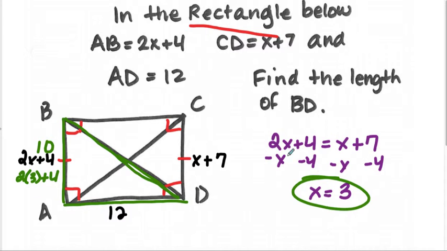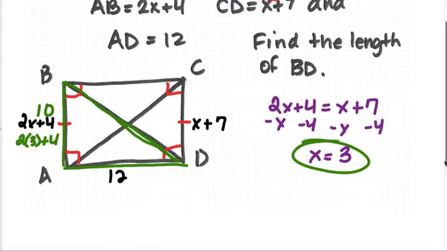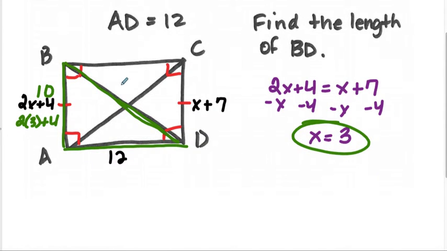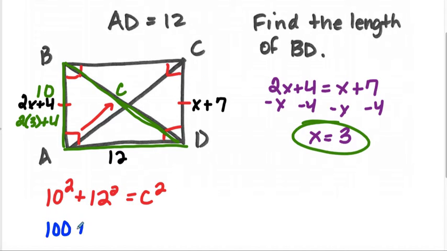So now I can actually use the Pythagorean theorem. A squared plus b squared equals c squared. I'm going to let this be c, because remember, c always is across from the right angle, the hypotenuse. It's the longest side. So 10 squared plus 12 squared equals c squared. All right, so then 100 plus 144 equals c squared. And I add those together and I get 244 equals c squared. Then I'm going to take the square root of both sides.